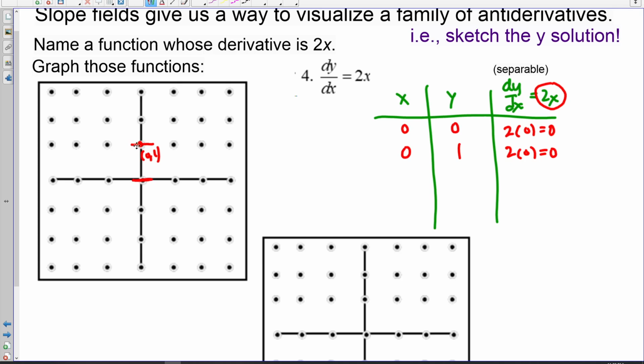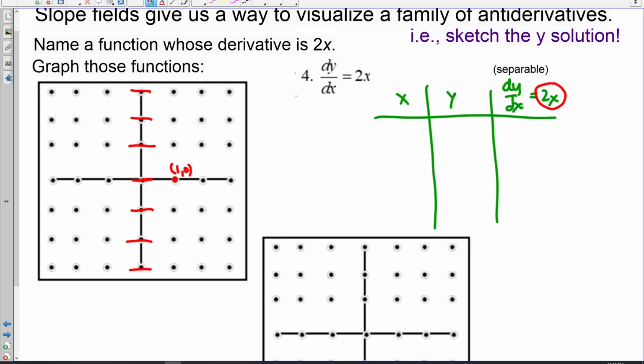It would be a horizontal line right there. And it turns out anytime x is 0, there's going to be a horizontal line here. So I can draw all of these. If I had 0, negative 1, this would still be a slope of 0. And then I just try other points, and this is how you draw your slope field.